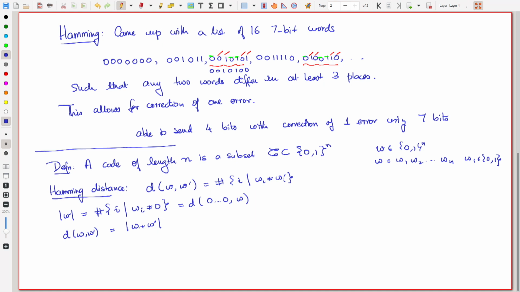So let us just do an example. Let us look at these two words in Hamming's code: 0 0 1 0 1 0 1 and 0 1 0 0 1 1 0. This we already calculated, the Hamming distance is 4, and this is the norm of, you do the bitwise addition.